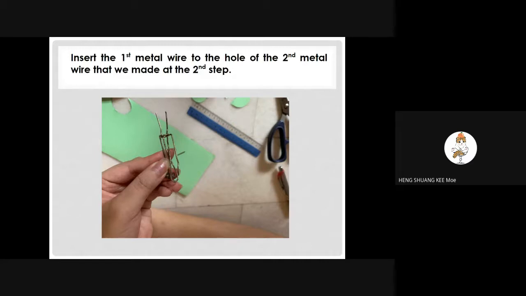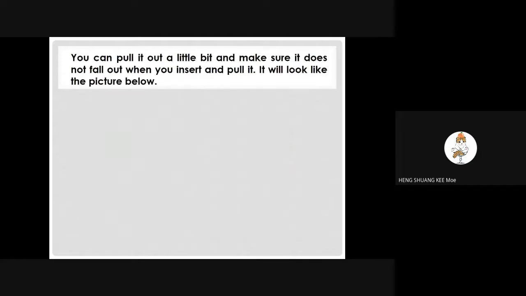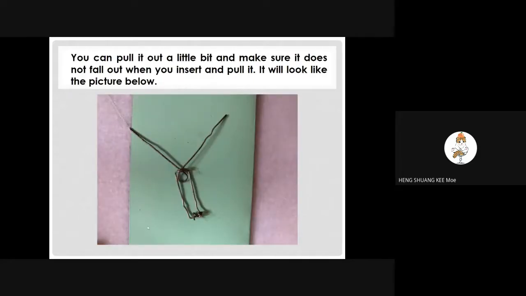Then the second model I've already made it like the picture that I've shown before. So we just enter the hole above there. Then it will look like this after we pull it out. Then make sure that it will not fall out, because if you can make the hole for the first metal wire bigger in there, maybe it will fall out because the hole is too big or too small.